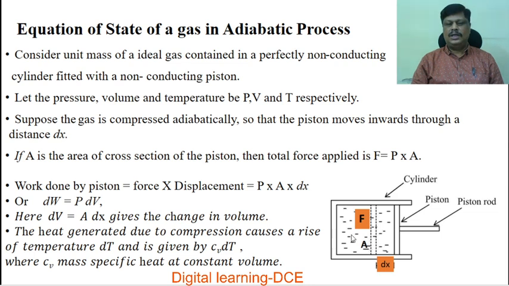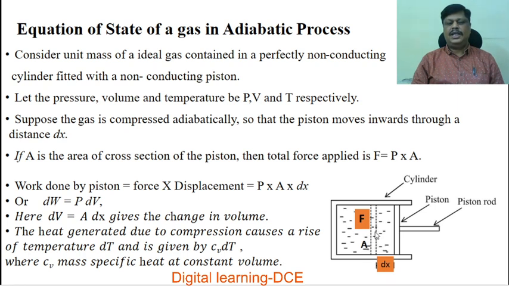Let P be the pressure, V the volume and T the temperature of the gas inside the cylinder respectively. Suppose the gas is compressed adiabatically. By moving the piston from this position to this position, we can compress the ideal gas using the piston, so that the piston moves inwards through a distance dx. Let dx be the distance moved by the piston from this position to this position.